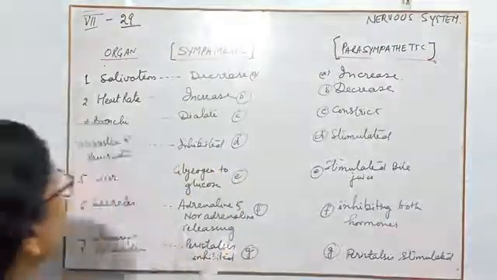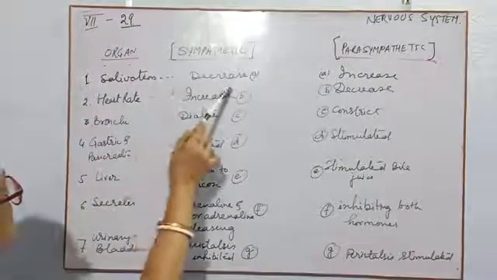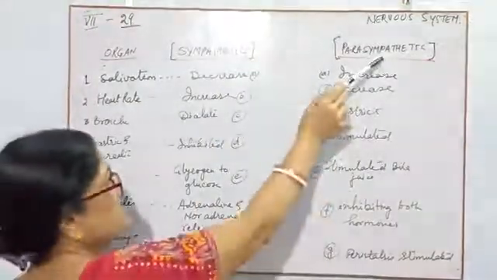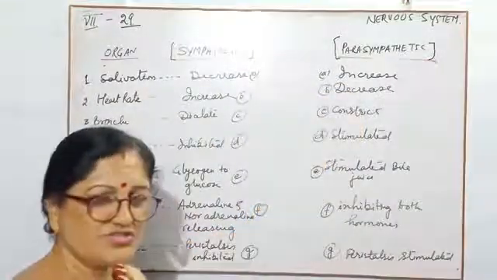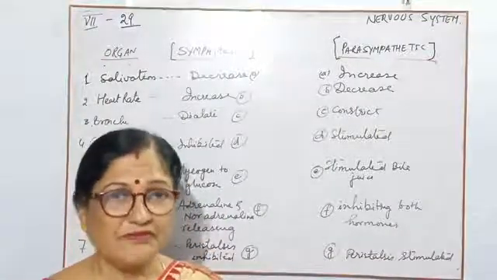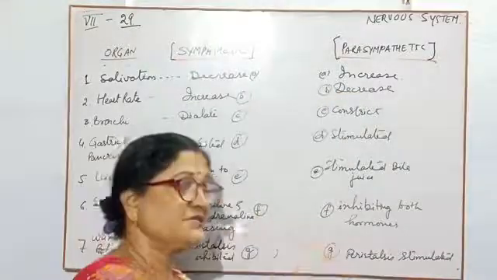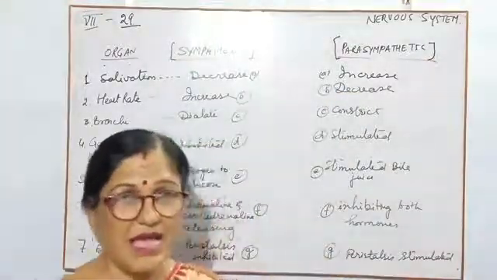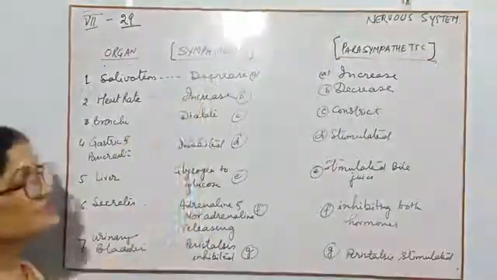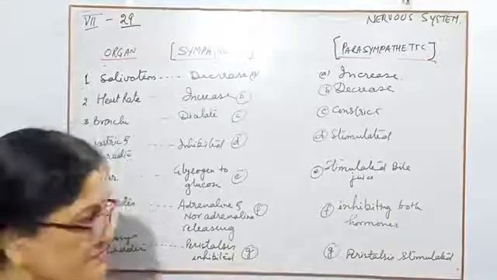Just suppose salivation: it is decreased by the sympathetic system and increased by the parasympathetic system. So children, by seeing good or yummy food, if I have more salivation, that means the parasympathetic system is working in my body, and if you have less salivation, it means your sympathetic system is in more working condition.